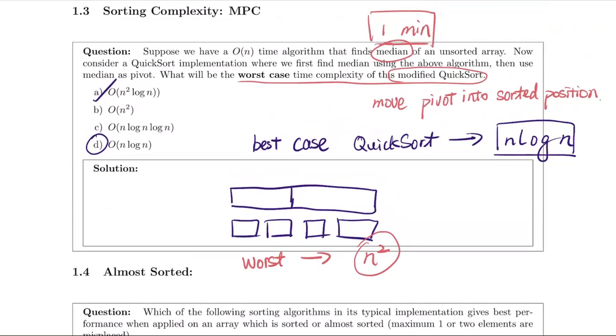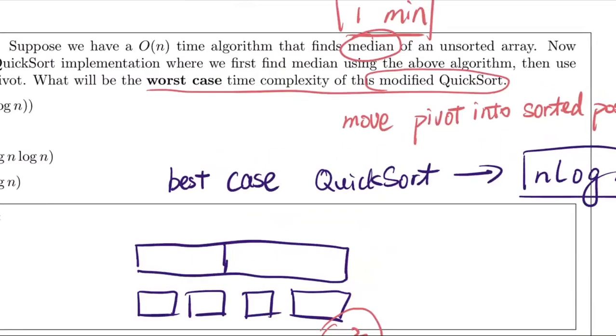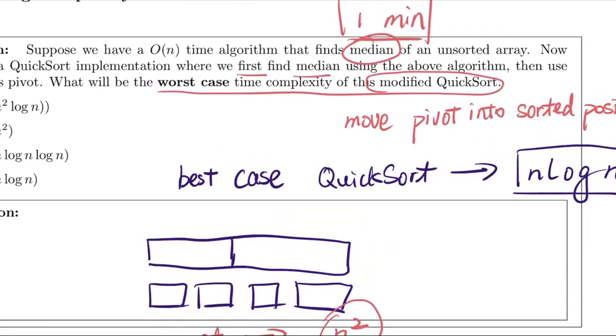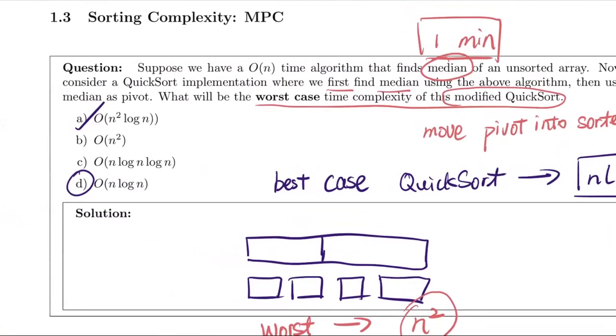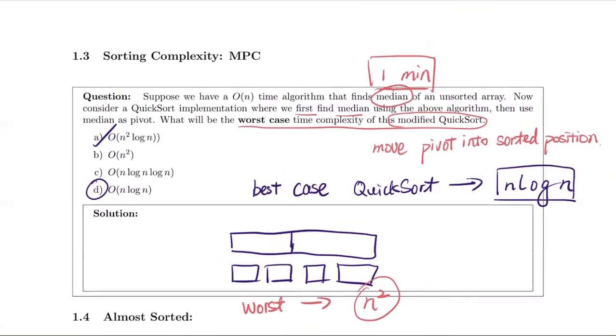Just to make sure, are we finding the median for each quicksort run or just the starting one? No, each run. The question said we first find a median and then use the median as the pivot. This is like a divide and conquer procedure. So finding the median and actually doing quicksort are different operations, which is why it's n log n. Yes. Okay.